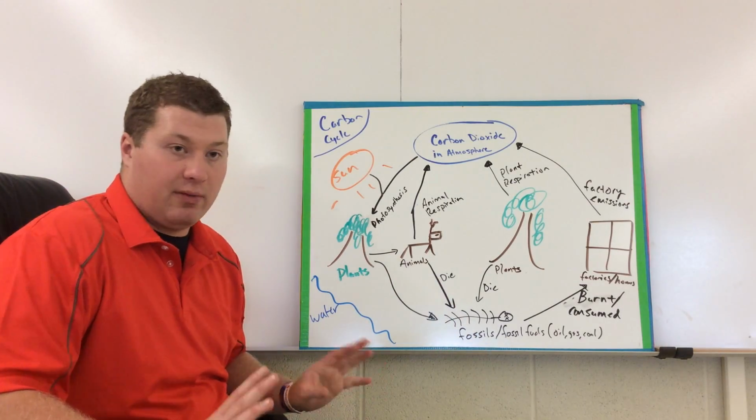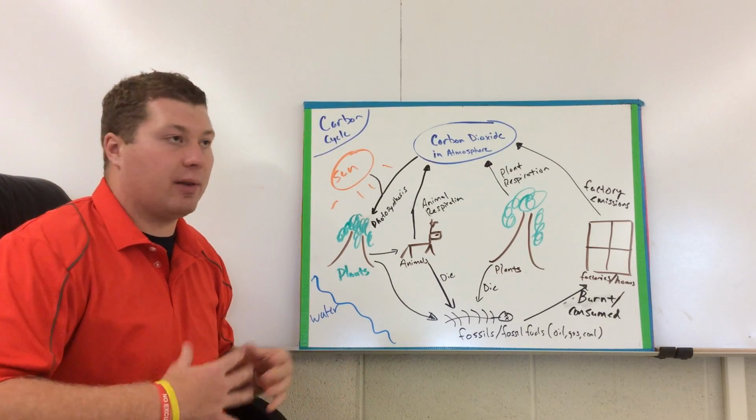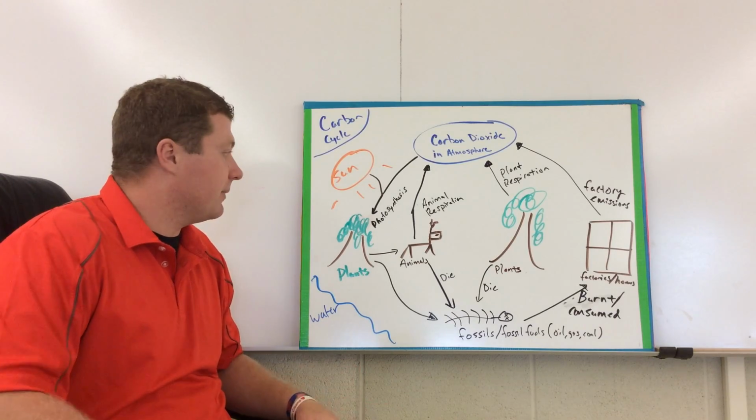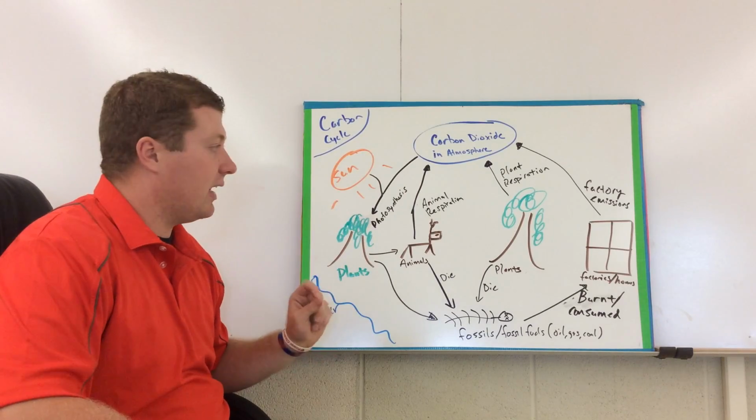Here's the first example of a nutrient cycle. It's called the carbon cycle. So carbon's one of the most important elements to living organisms. I'm going to start with carbon dioxide in the atmosphere because you've probably heard of that a lot.